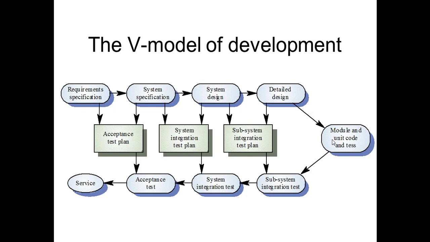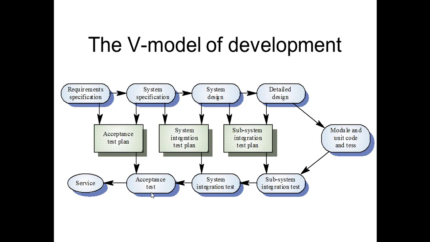Similarly, if we take each and every step of this waterfall model and give the input for the testing, we get different sorts of tests. For example, when we have the requirements in our hand, we can decide the acceptance test plan and we can write down the acceptance testing.